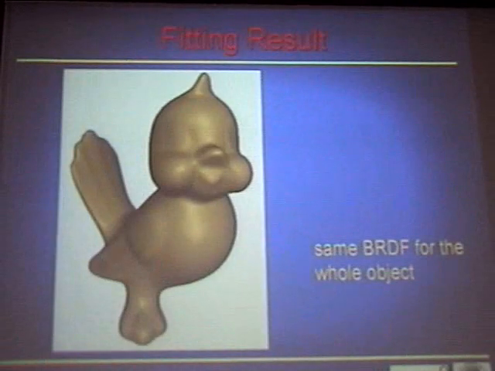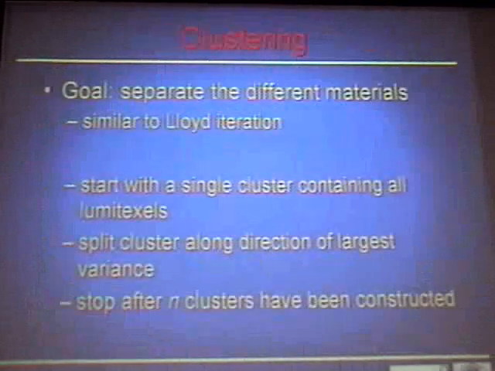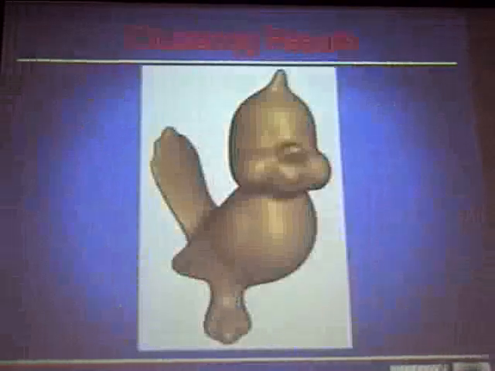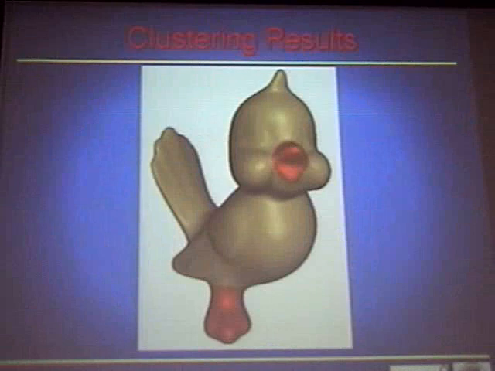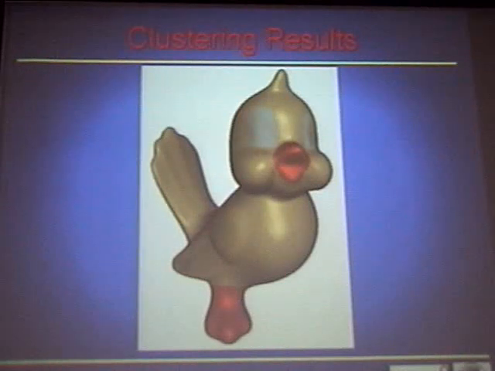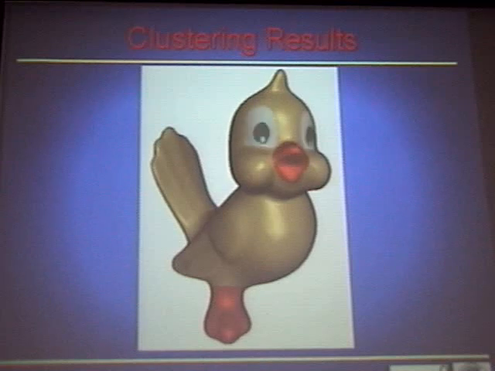Then we do this fitting. We fit this reflectance function and then do the clustering, which I just illustrate here. So second comes this cluster here. Then we have the area around the eyes. We have the eyes. So this is the last cluster now.